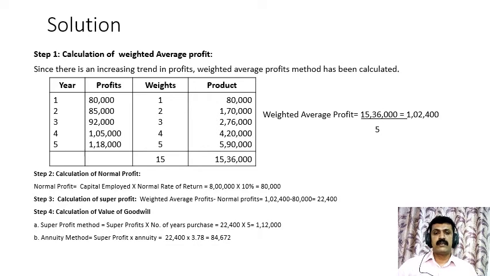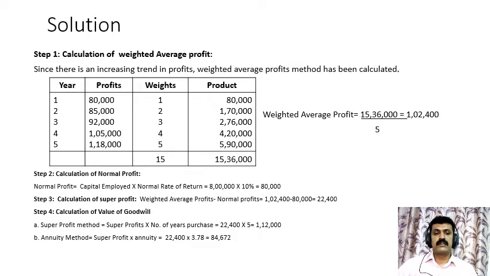Next we have to calculate the normal profits. For the calculation of normal profit, the formula is capital employed multiplied by normal rate of return. Both the values are given in the problem. Let us substitute the values here. Capital employed as given in the problem is rupees 8 lakhs into normal rate of return is 10%. That comes to 80,000. Therefore, the value of super profit will be weighted average profits minus normal profits. That is 1,02,400 minus 80,000, 22,400.